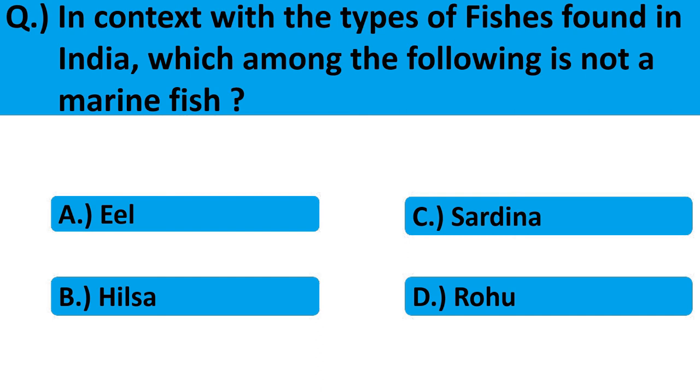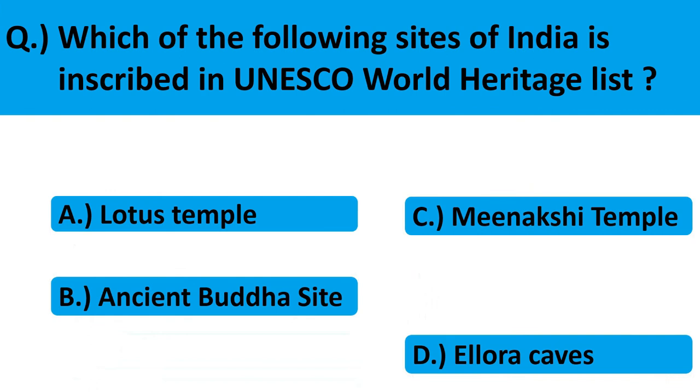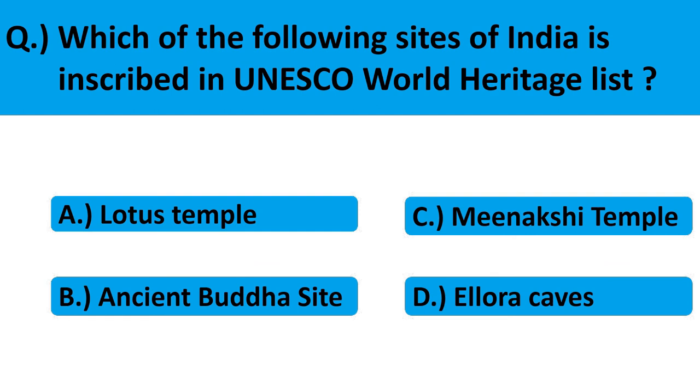Question number 89. In context with the types of fishes found in India, which among the following is not a marine fish? Correct answer is Rohu. Question number 90. Which of the following sites of India is inscribed in the UNESCO World Heritage List? Correct answer is Ellora Caves.